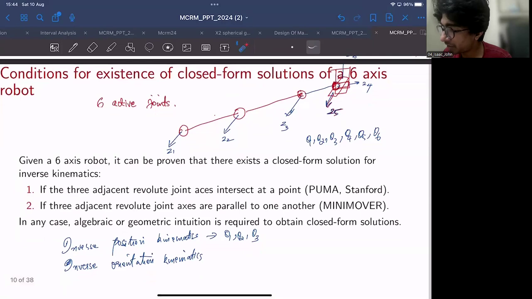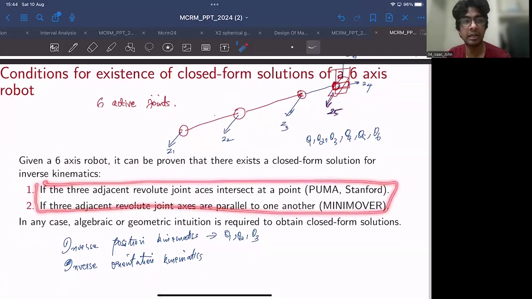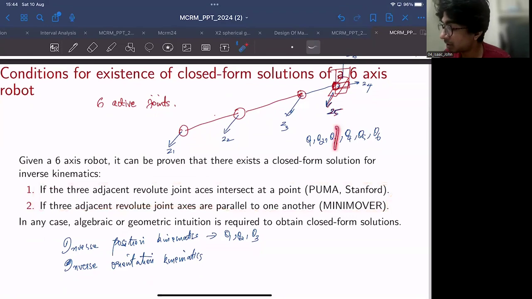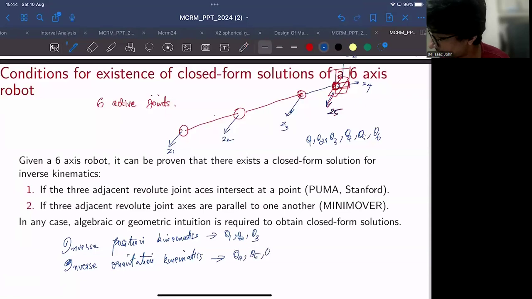So if either of these two conditions is satisfied, you can decompose the inverse kinematics into inverse position kinematics and inverse orientation kinematics. With inverse position, you can solve the first three variables, theta 1, theta 2, theta 3, and using inverse orientation, you can solve theta 4, theta 5, and theta 6.